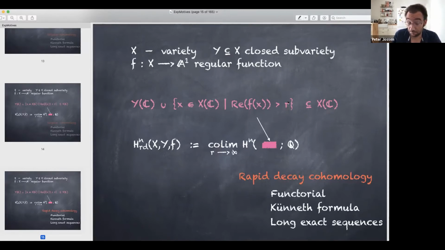But still, even with the function, you now have a cohomology theory, which is functorial in the pair for the obvious type of morphisms that you want to look at, which are compatible with the given functions. There's a Künneth formula, and there is a bunch of long exact sequences associated with it. So that's maybe the easiest cohomology theory that you can associate with functions on a variety.